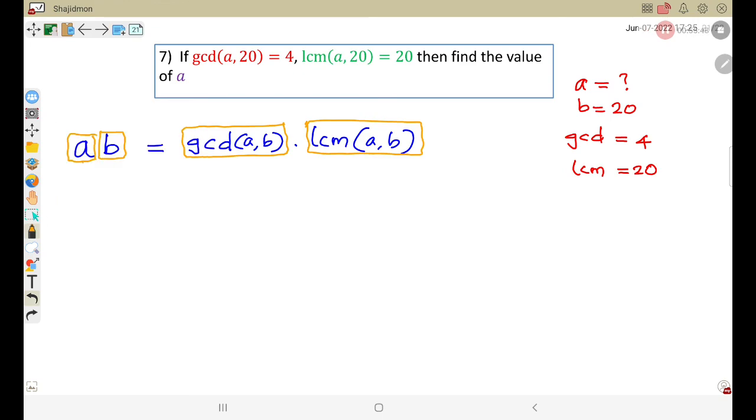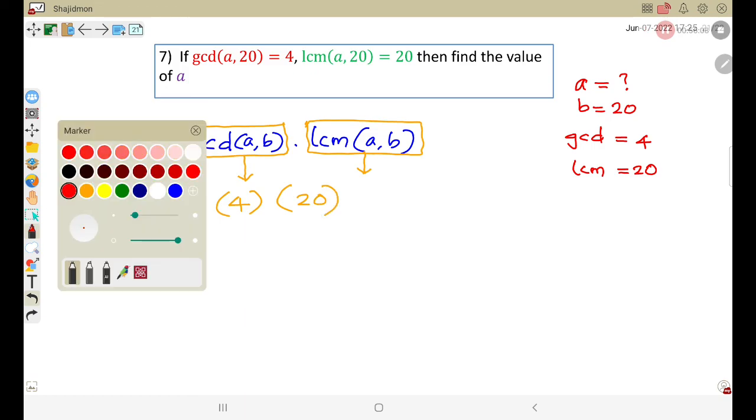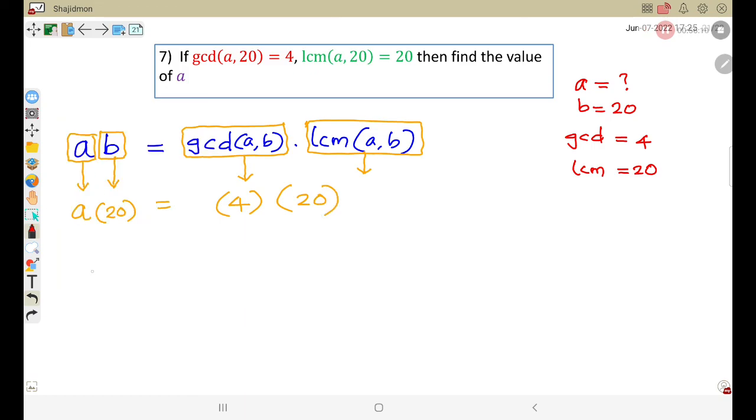A number we don't know, correct? So writing A. B number we know. What is the B number? 20. Equal to GCD of the 2 numbers, it is given, 4 multiply. Okay, LCM we know. What is the LCM here? 20. Yes. Now you can use the calculator, simplify, you will get the answer. A multiply 20, 20A equals 4 multiply 20, which means 80.